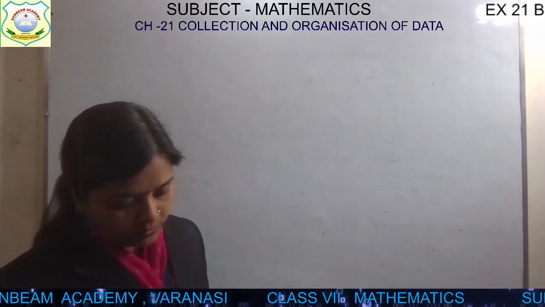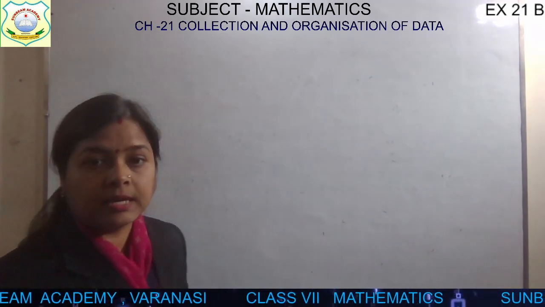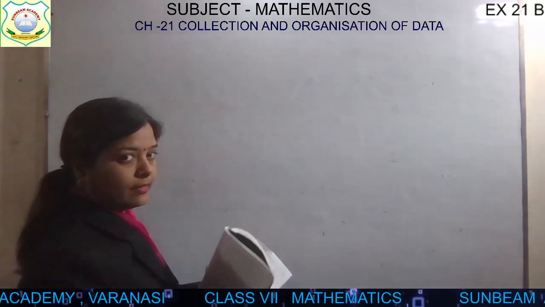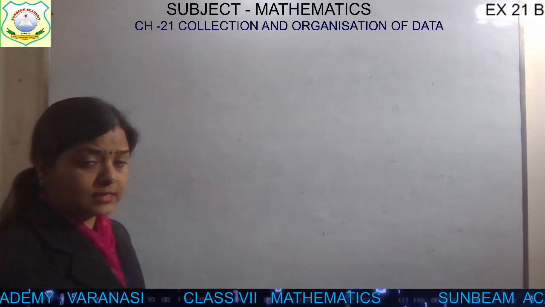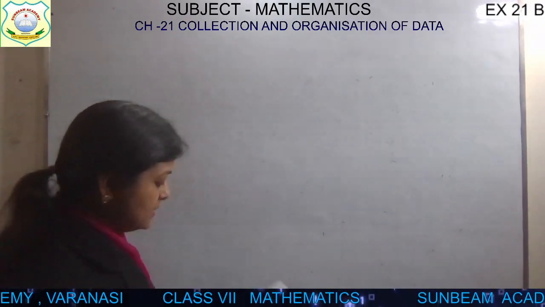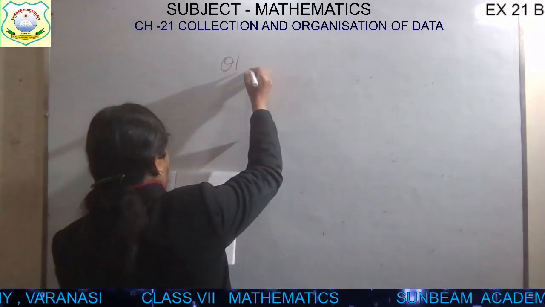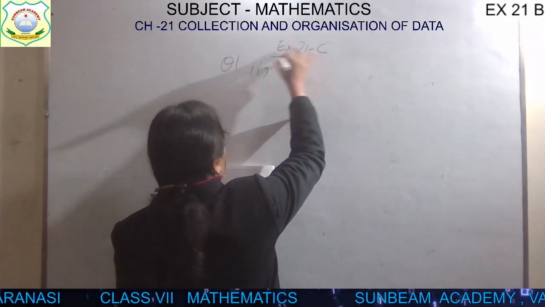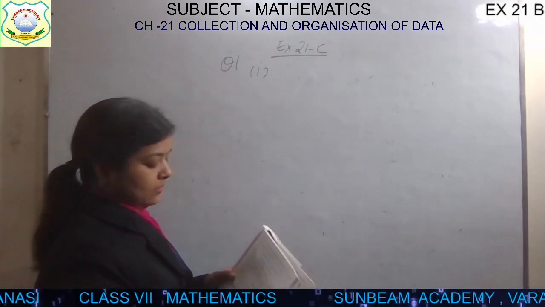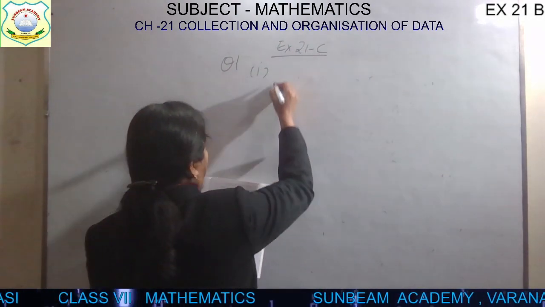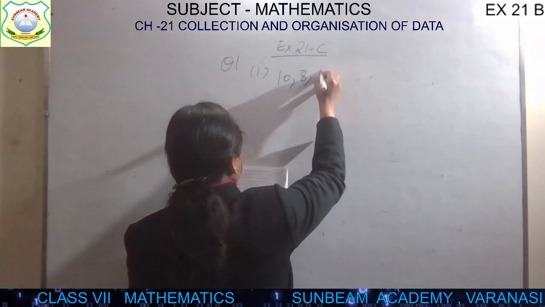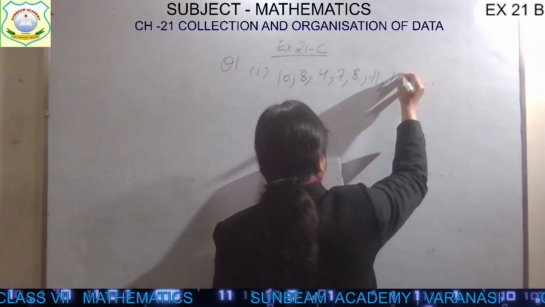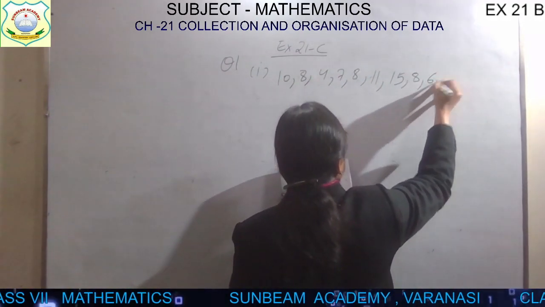Now see question number 1 of exercise 21C, I am starting today. So let's solve one question, then we will do the other questions in the next class along with the revision. I will pick some questions and then we will do it. This is exercise 21C, children. Find the mode of the given data: 10, 8, 4, 7, 8, 11, 15, 8, 6, 8.